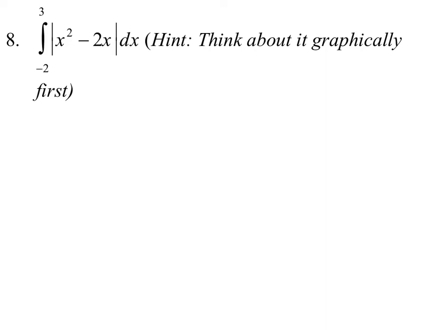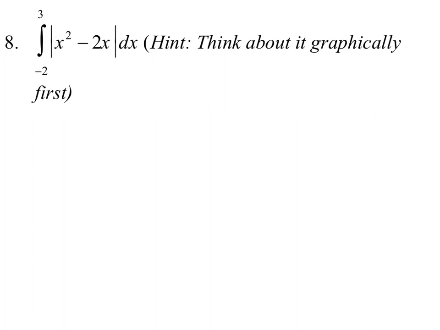All right, so number 8 here. We're going to go from -2 to 3 of the absolute value of x squared minus 2x. What I want you to do again is think of what x squared minus 2x looks like, and then think about what the absolute value looks like.